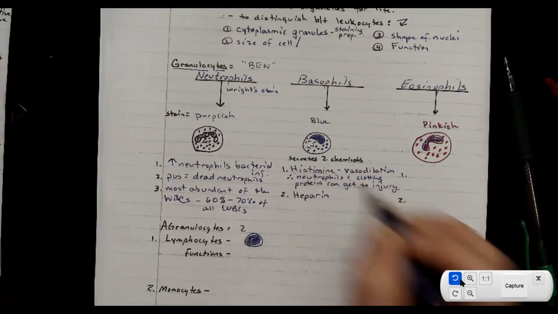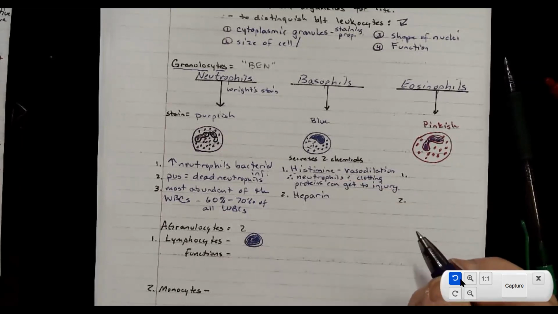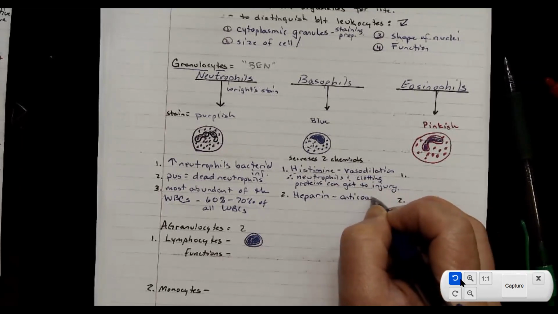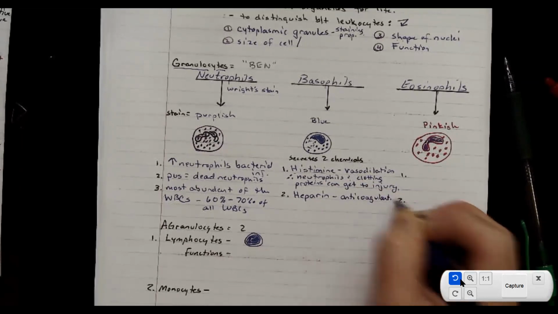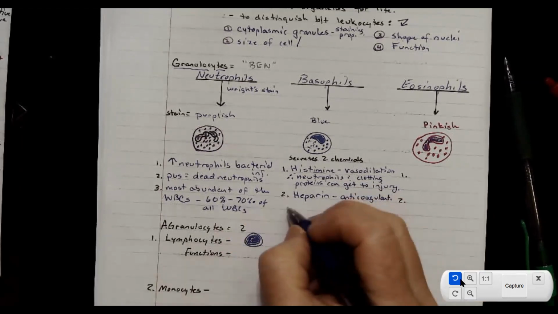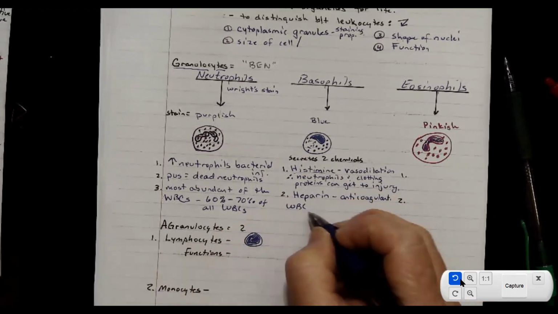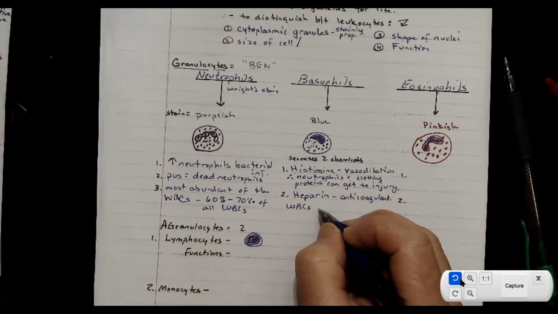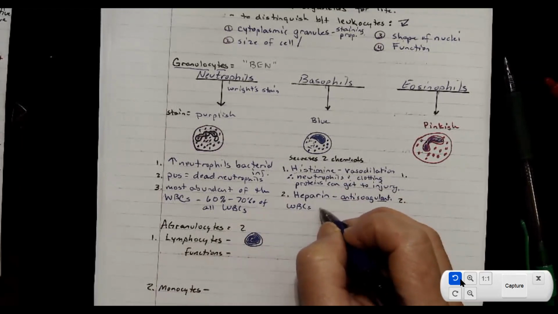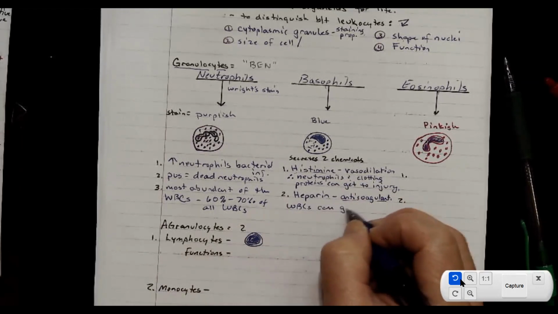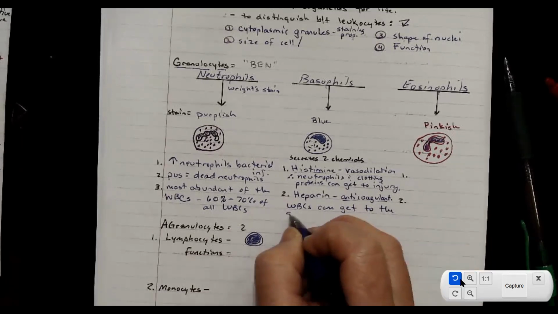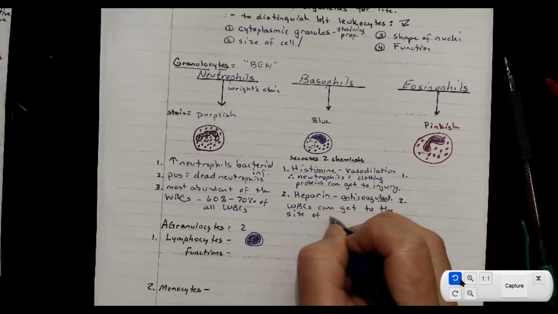So they both start with H's, histamine and heparin. This is an anticoagulant. What that means is it keeps the blood from clotting. Once again, white blood cells, since the blood's not clotting, white blood cells can get to the site of injury or infection.